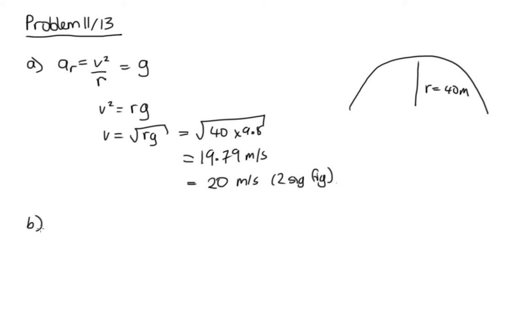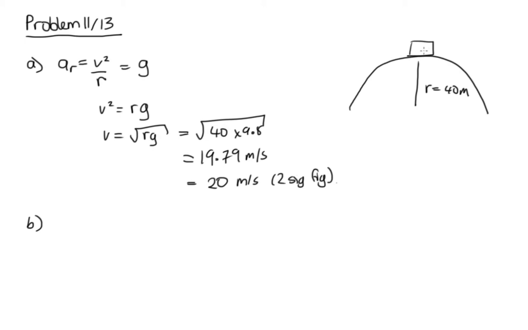Now part B says, suppose that the automobile is traveling at this speed along a straight roadway but over a hill, so over a hill like this. And it says, what is the behavior of unattached objects within the car?